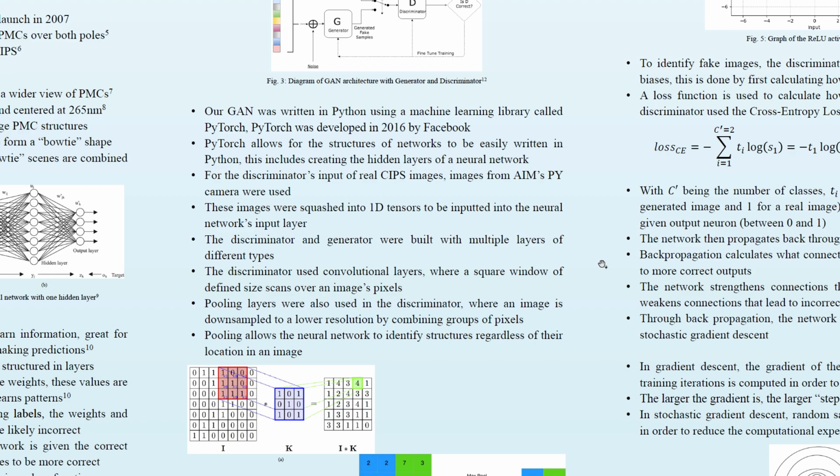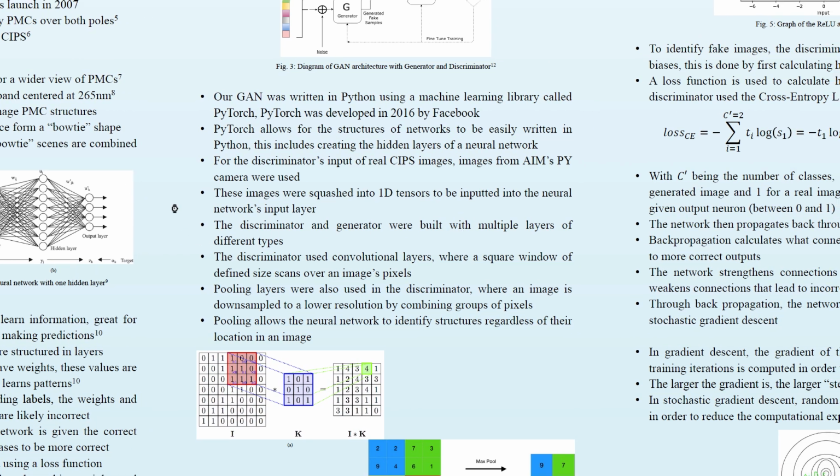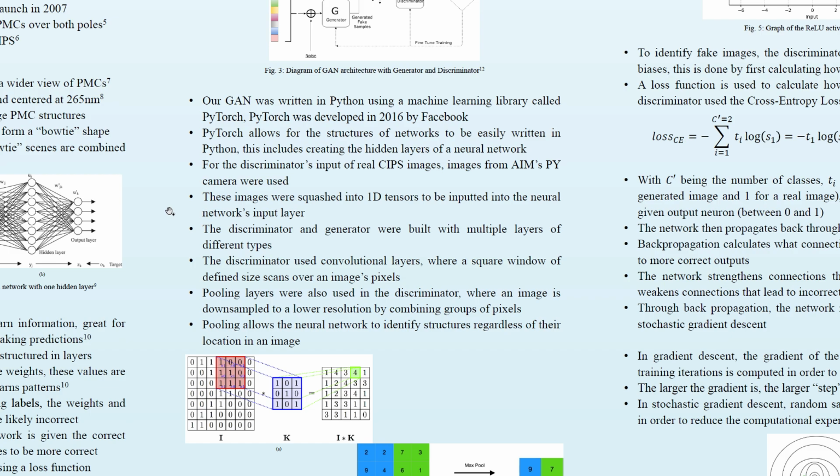So for the discriminator, it took in the fake images from the generator, but also needed real images. So for these real images, we used the PY camera from AIM, which over here is this one right here, this yellow one. So we took in thousands of images from AIM, as well as thousands of generated images, in order to train the discriminator for each iteration.